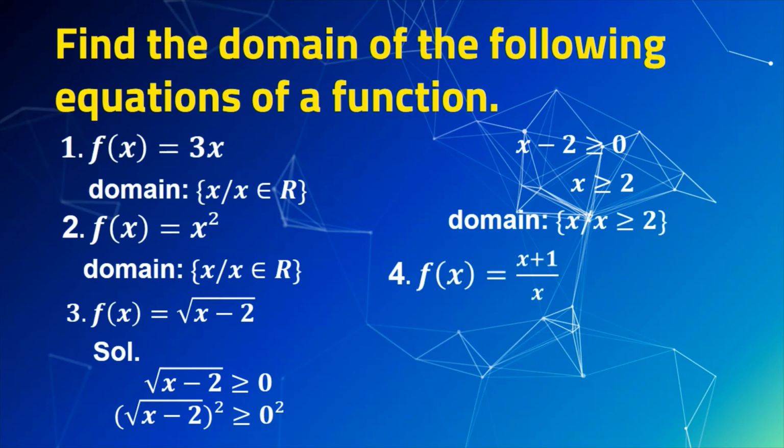As an example, we have f(x) = x plus 1 over x. Take note that this one is actually a rational expression. This x here must not be equal to 0, because if it becomes 0, the value of the fraction becomes undefined. Therefore, x is an element of the real numbers, but x must not be equal to 0.